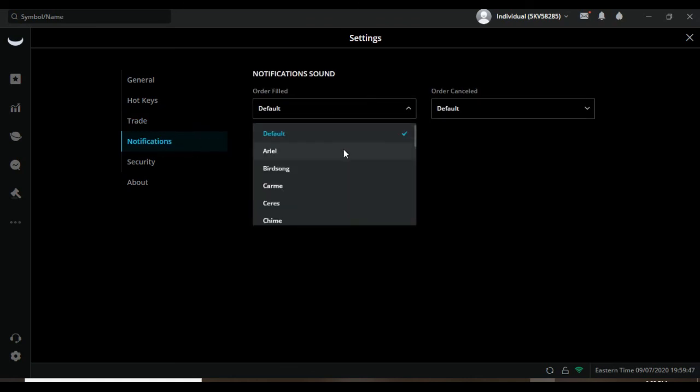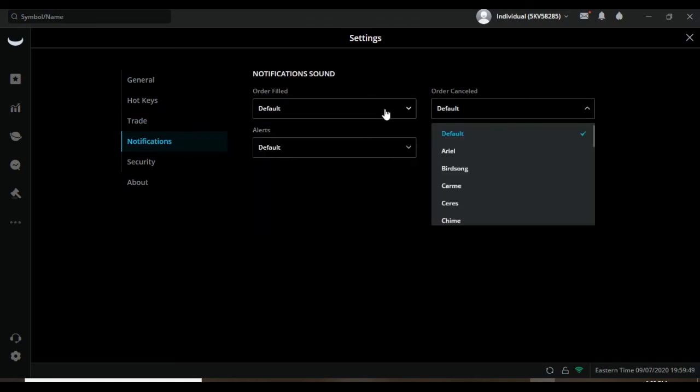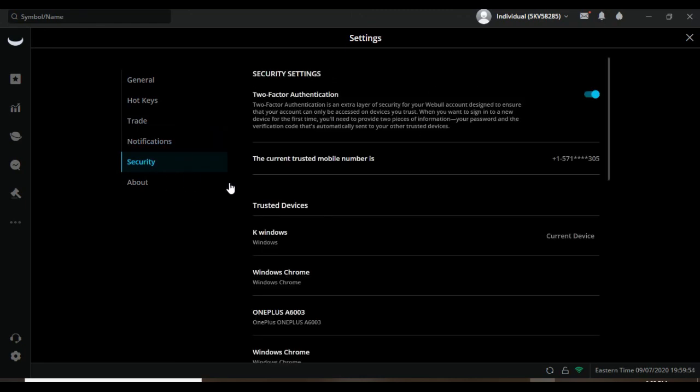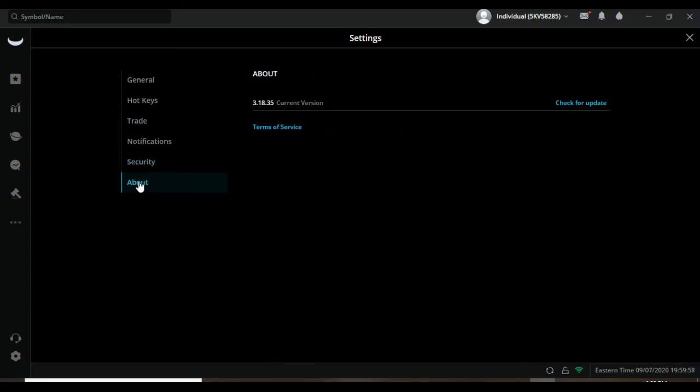Notifications, right? What kind of notifications do you want to get when you cancel an order, when you put an order in, your alerts, things like that. Your security tab, how you want to do that. So the security tab is your number, 2-factor authentication, all that good stuff. As of right now, I am on 3.18.35, the current version. You can go to a newer version if you click here, and as you can see here, it says I'm already on the latest version, so that's not a problem.